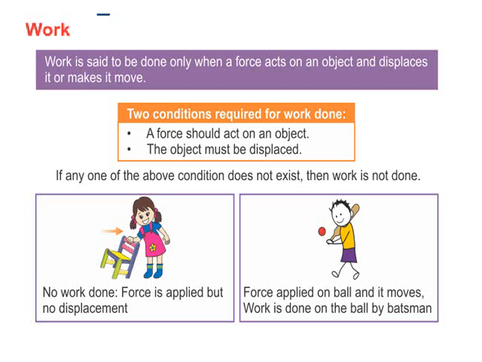So, see the next one. Two conditions required for work done: a force should act on the object, and the object must be displaced. So when these two are happening, then we say work is said to be done. Now for example, if you try to push a wall, you are applying a force, but the wall doesn't move to make a displacement. In this case, you are doing no work. No work is said to be done by you.